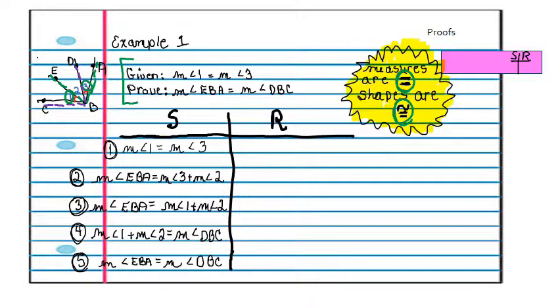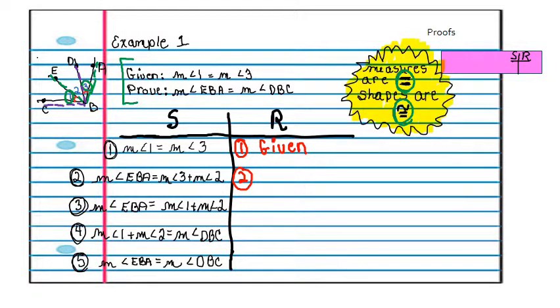Generally what you have are missing parts of what's going on in proofs here. So we're just going to walk through the missing parts. Given that the measure of angle 1 equals the measure of angle 3, that's the easy one. The first one is always given, you should always be able to do that. Next, we take a look at the information we've been given, that the measure of angle EBA equals the measure of angle 3 plus angle 2.